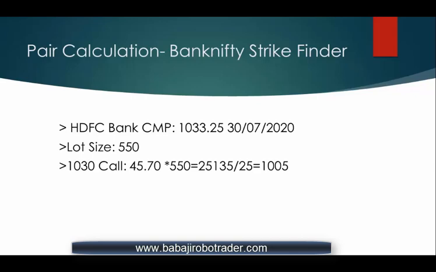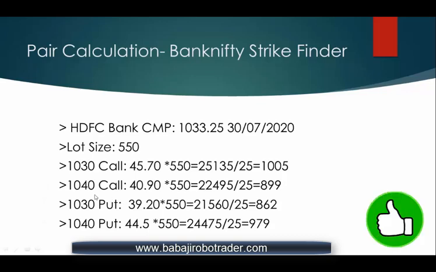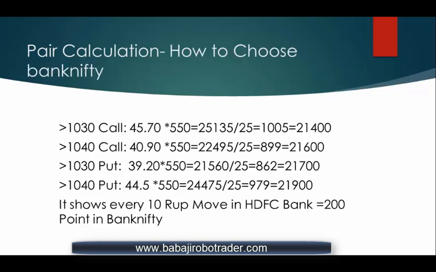I have done the same calculation for all four strikes, the two call options and two put options. For the 1030 call, I get a premium of 1005, for the 1040 call a premium of 899, for the 1030 put 862, and for the 1040 put 975. Based on this, I am going to find the Bank Nifty strikes.